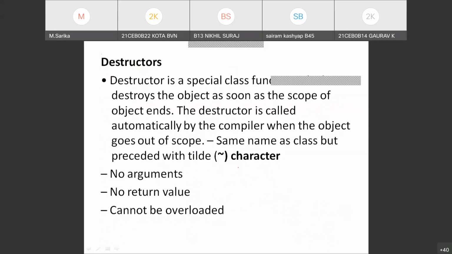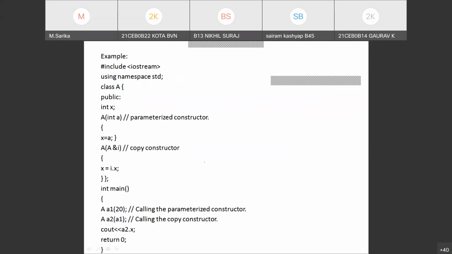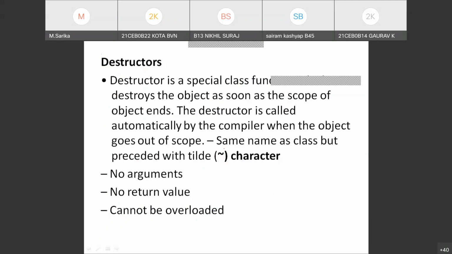Coming to the destructor. A destructor destroys the object as soon as the scope of the object ends. It is also a special function, but it destroys objects. Here we are creating many objects. For example, I have created 10 objects. If I use one destructor, all the objects are going to be destroyed whenever their scope ends, that is, whenever the lifespan of the object ends. It is automatically called by the compiler when the object goes out of scope. If you are not using it also, no problem. If it goes out of scope, it is automatically destroyed.